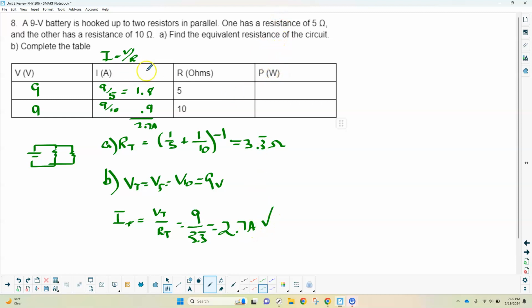For power, it's just I times V again. So I times V, 9 times 1.8. I got 16.2. That seems right. This would be, again, watts, the units I have up there. And then 9 times 0.9 is 8.1. If I add those up, I get 24.3 as the total power. If I wanted to check it, I could do the total current, which is 2.7 times 9, which will get you the same answer, the 24.3.